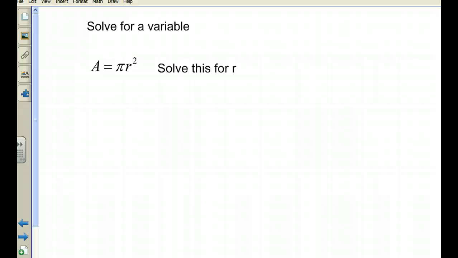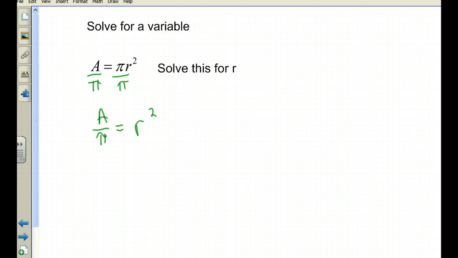These are called literal equations. We're going to solve for a variable. So in this case, we're going to solve for r. So we're going to divide by pi here. Try to get r alone. We get A divided by pi, the area divided by pi, equals r squared.